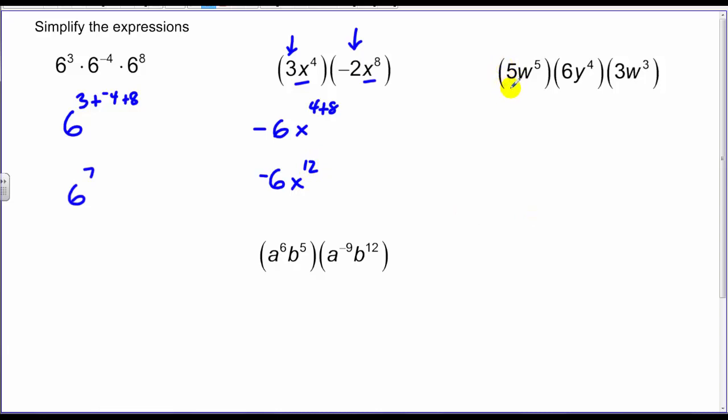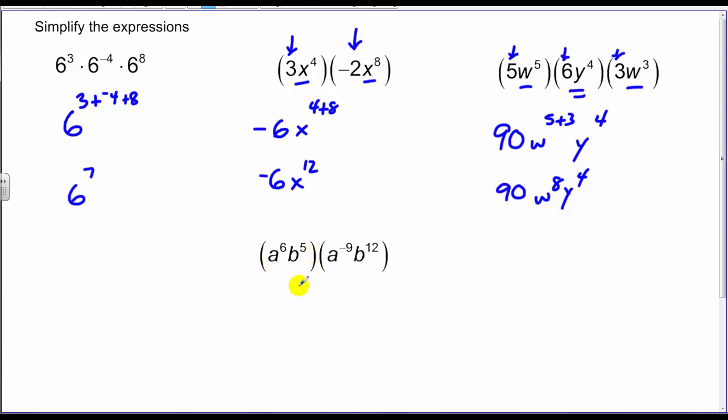Likewise, in this case, I multiply my constant terms together of 5, 6, and 3. That's 30 times 3 or 90. And then I have w's comparing, so that's w to the 5 plus 3. Y has no common base other than that y to the 4th term, so that just stays in the problem. I therefore get 90, w to the 8th, y to the 4th.